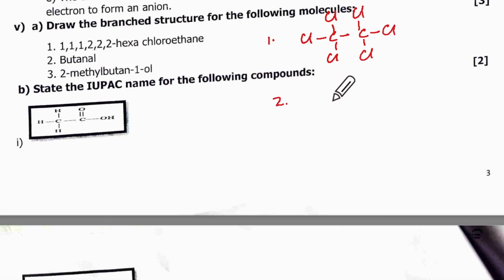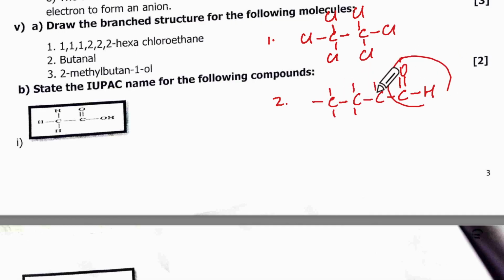Second one will be butanal. But means 1 2 3 4. Al means double bond O single bond H. This is your aldehyde group, and this will be CH3 CH2 CH2 CHO. Understanding? Yes, ma'am.